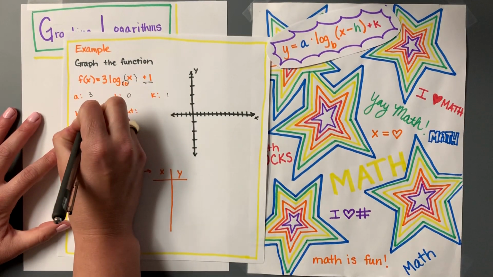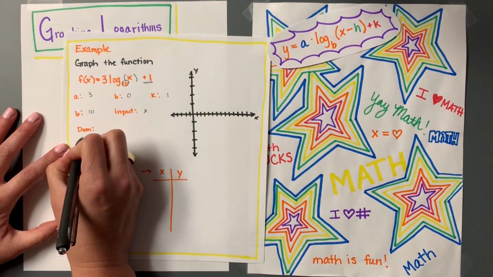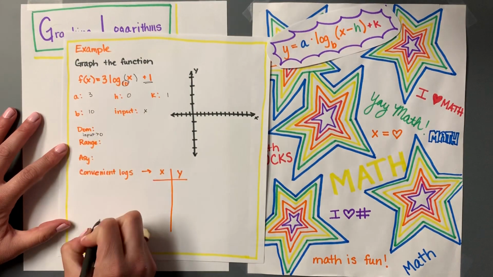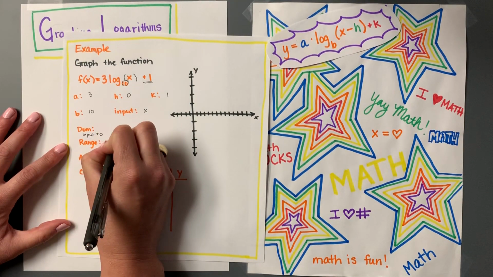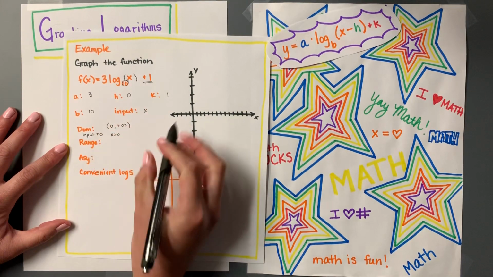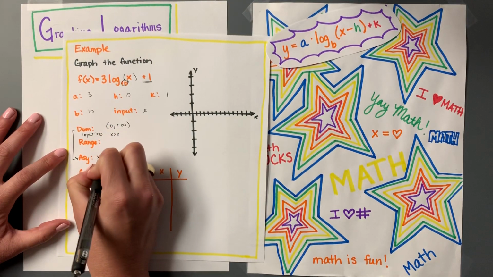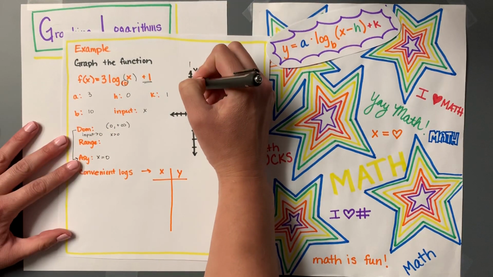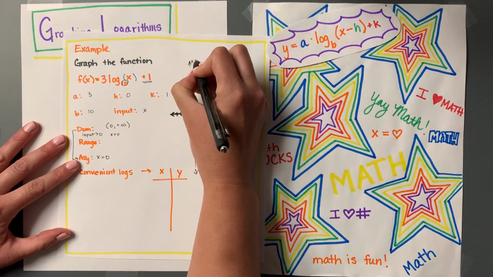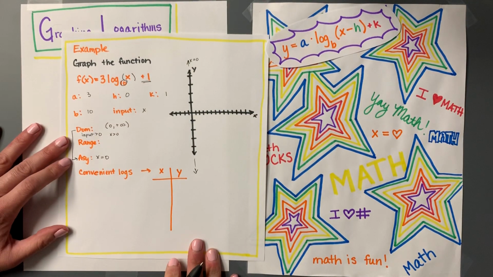Our base here is 10 and our input is x. So we're going to use the input here. Our input needs to be positive, so x is positive. So our domain is from 0 to positive infinity. The domain gives us our asymptote at x equals 0. So I'm going to go ahead and graph that as a dashed line and label it. You have to do this. You must do this all the time.